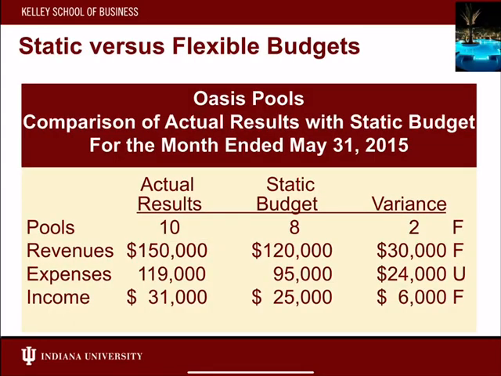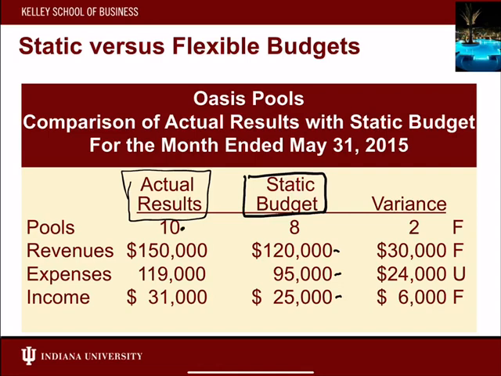So let's start with just looking at the static budget and variances. This is Oasis Pools, a company that builds and sells pools. We see that they had a static budget that they created for the month of March, and then they have their actual results. They budgeted for 8 pools, and based on 8 pools, they thought they'd have $120,000 in revenue, $95,000 in expenses, and an income of $25,000.